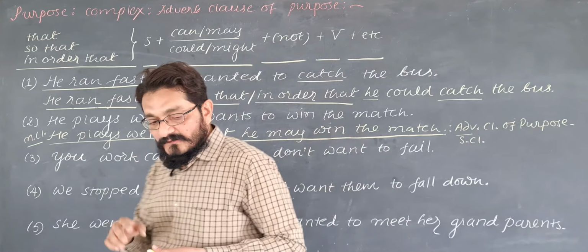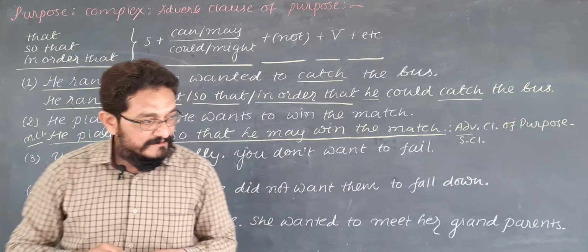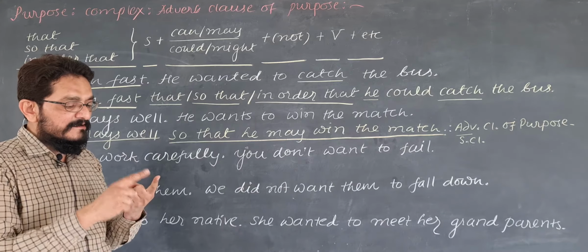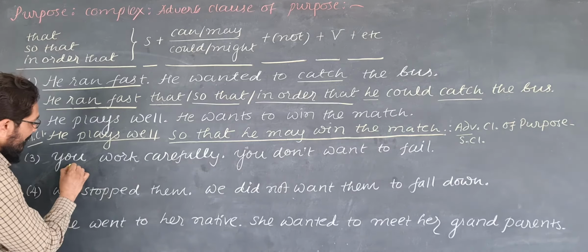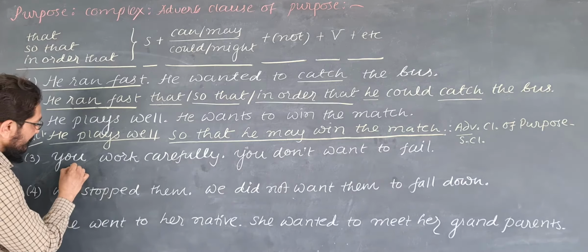And to make these two sentences complex, we will use an adverb clause of purpose. And what are the function words? There are three function words: that, so that, in order that. First of all, we will write the actual action. You work carefully, right?